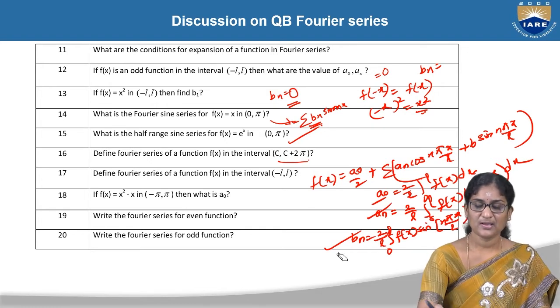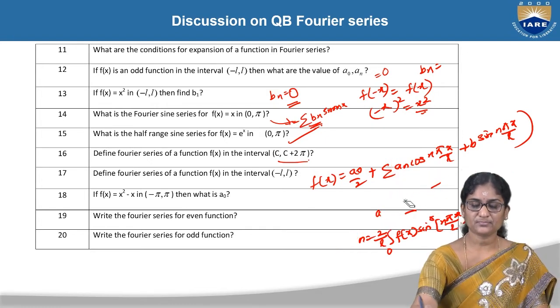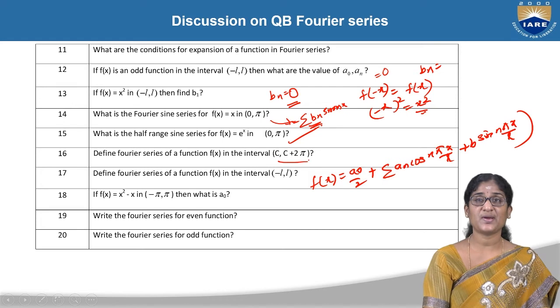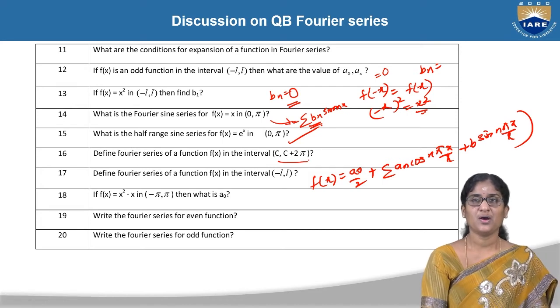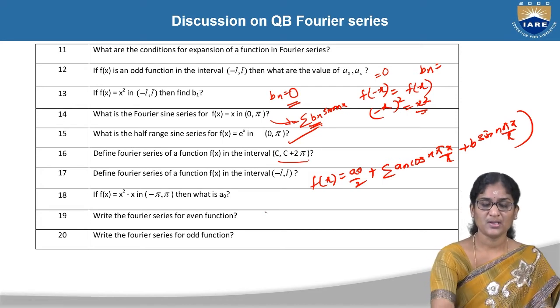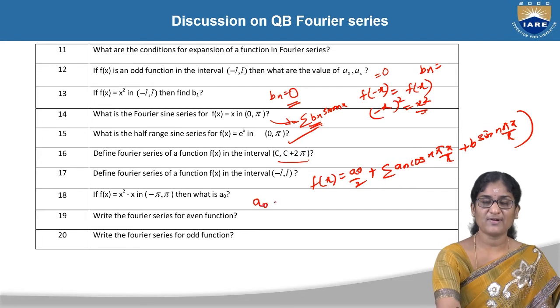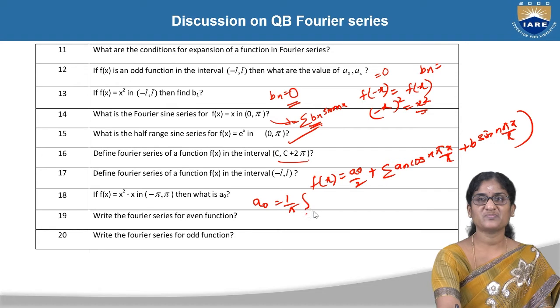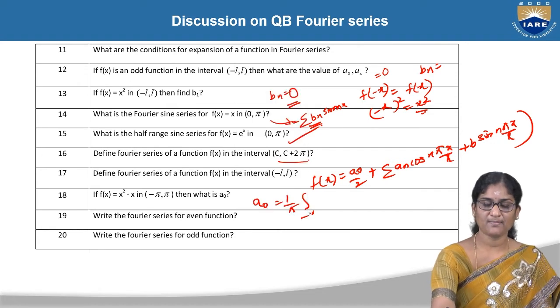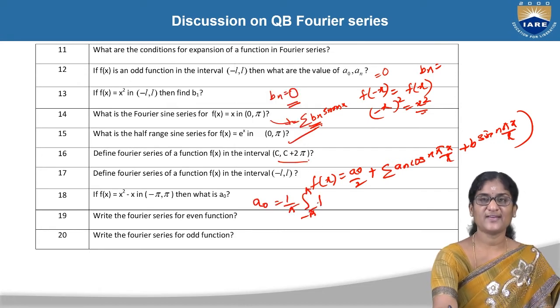Next question, 18th question. F of x is equal to x square minus x, with x in minus pi to pi. What is the value of a naught? How to find the value of a naught? A naught is equal to 1 by pi integral minus pi to pi f of x dx.